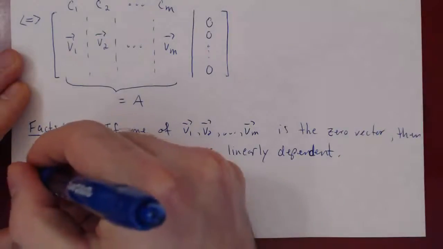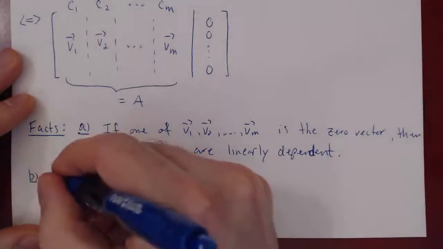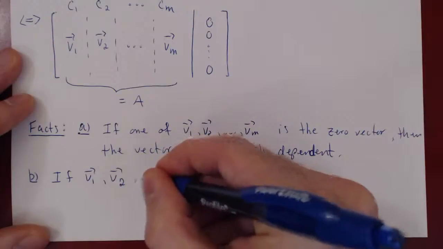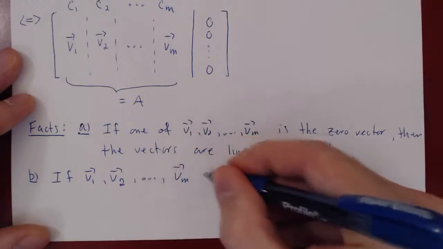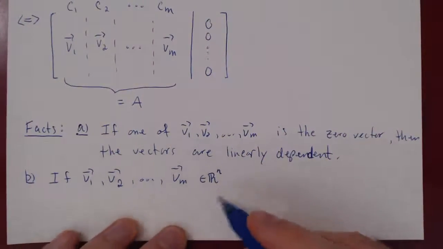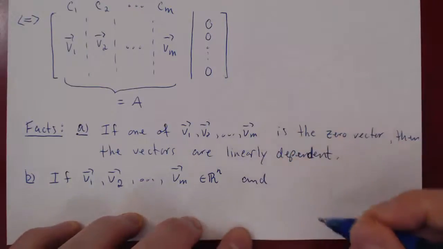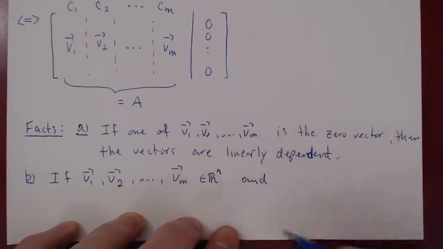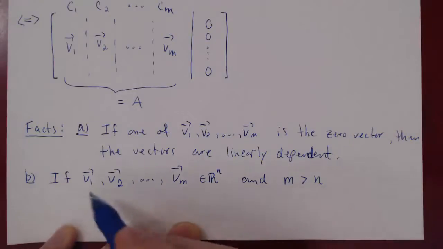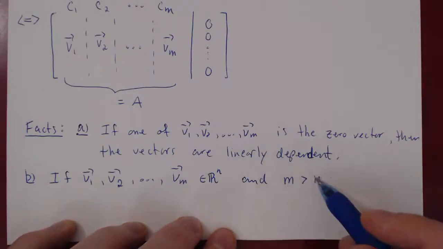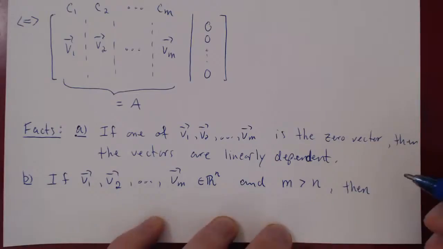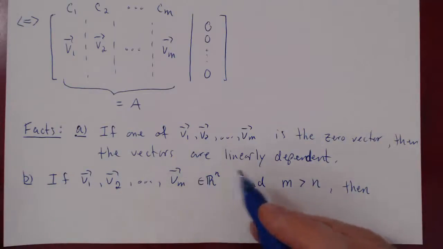Another shortcut is this. Let's recall that we have taken m vectors in Rn. So we consider m vectors, v1 through vm in Rn, and let's assume that we have more vectors than n. So m is strictly bigger than n. So these are our 2 assumptions. We have m vectors in Rn, and we have more vectors than n. Then the conclusion is the same as part A. The vectors are automatically linearly dependent.